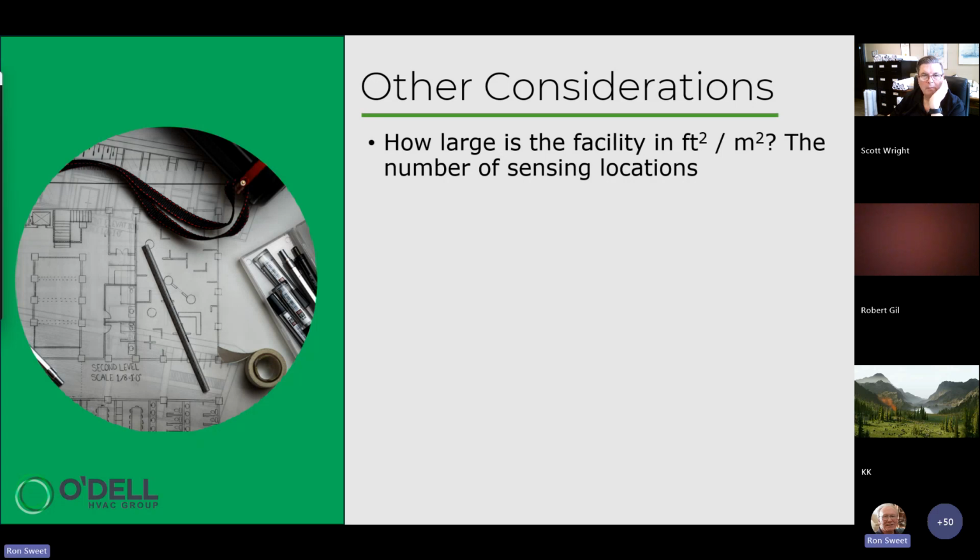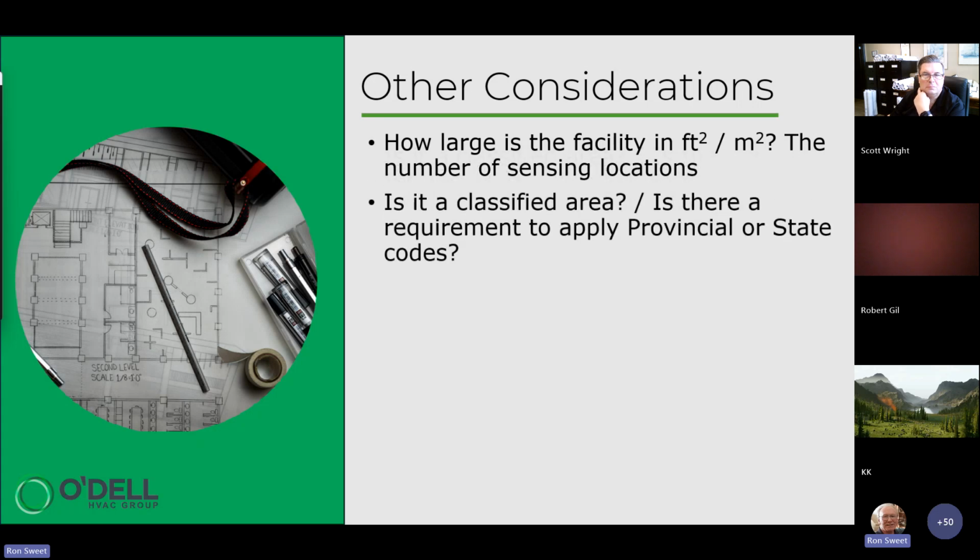Also, in regards to the number, how large the facility is, how the ventilation system is set up. Because typically in much larger facilities, there's a possibility that the ventilation system is set up such that it can be zoned. Also to take into account, is it a classified area? Has the electrical engineer having jurisdiction classified the area?